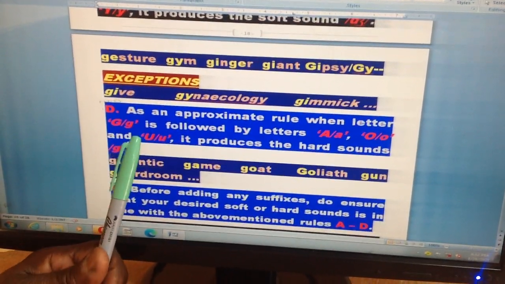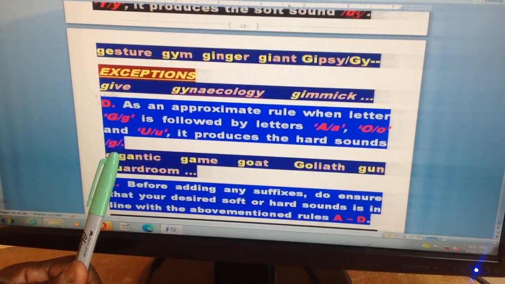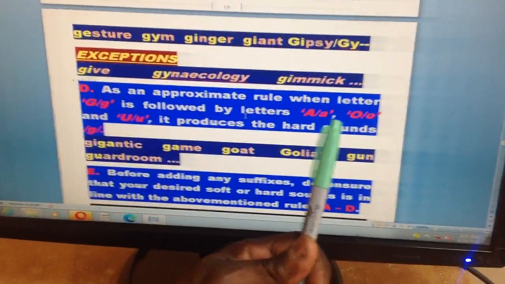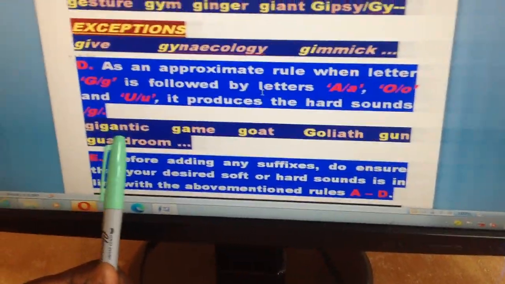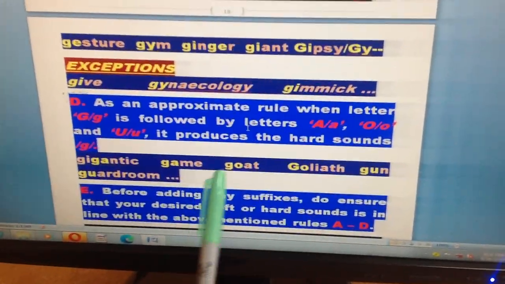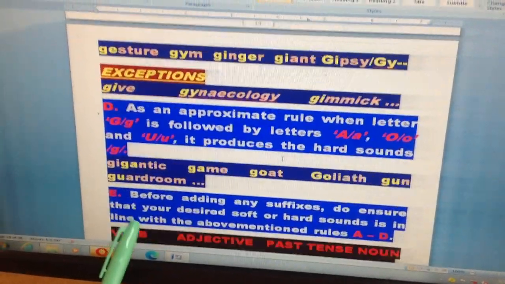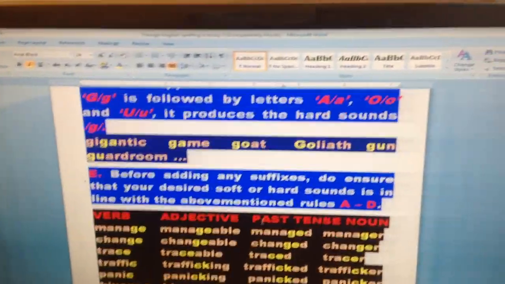We now come to the hard G sound. When G gives us the sound G. It's when it is followed by vowels A, O, and U, like here. Gigantic, game, got, Goliath, gun, God, and so on. And so we have to really abide by those.